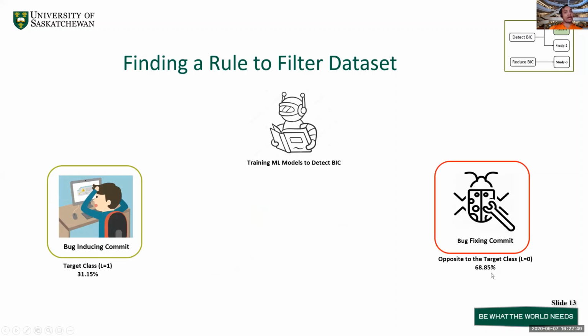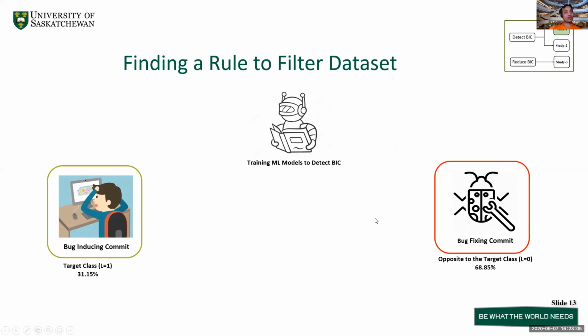Now we have another type of commit, which is bug fixing commits. The basic characteristics of bug inducing and bug fixing commits are: bug inducing commits introduce a problem in the software system, and bug fixing commits fix that problem. That means removing the same problem from the software system.